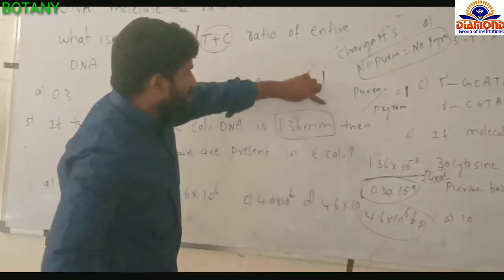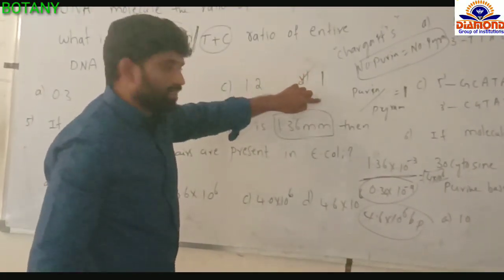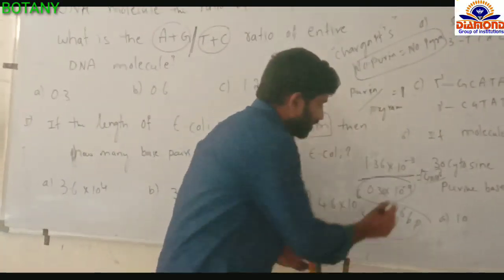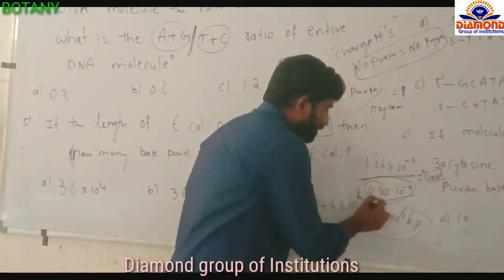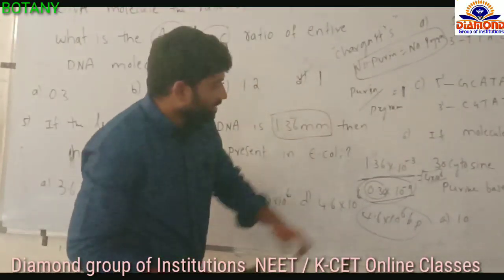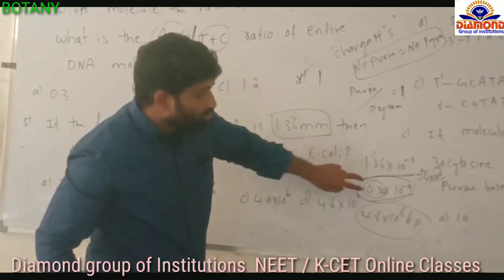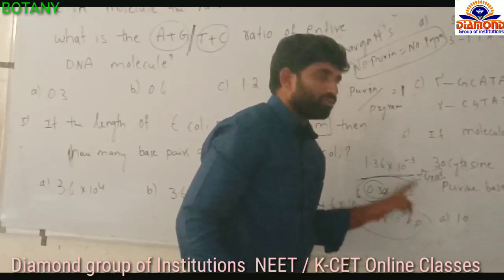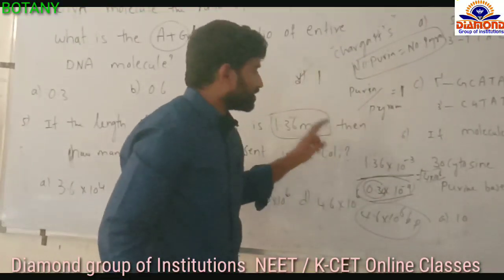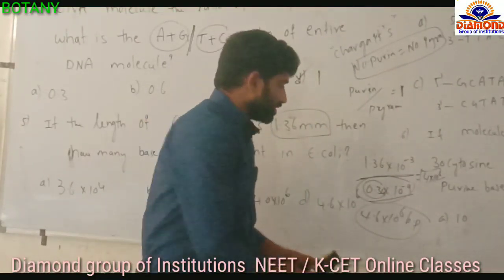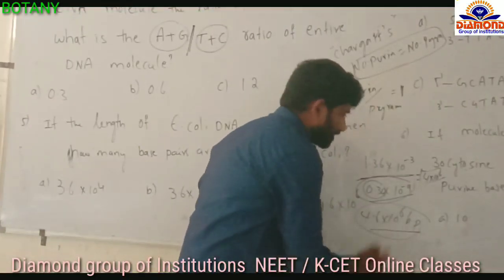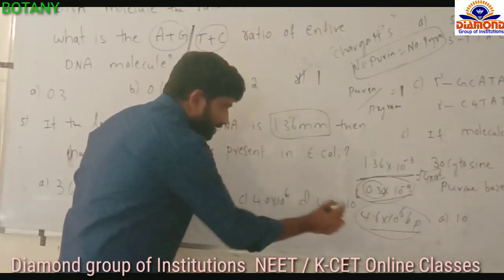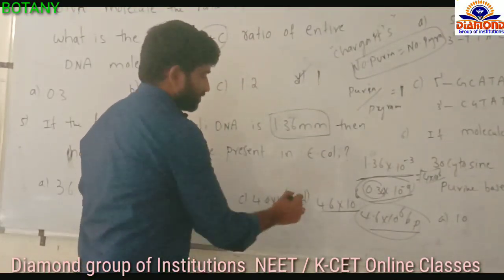So these are the millimeters or meters, which we have converted into base pairs. By using 0.34, which is the distance between two successive nitrogen bases, and 10 to the power of minus 9, which we use for converting millimeters into meters, the answer we get is 4.6 into 10 to the power of 6 base pairs. So the answer is D.